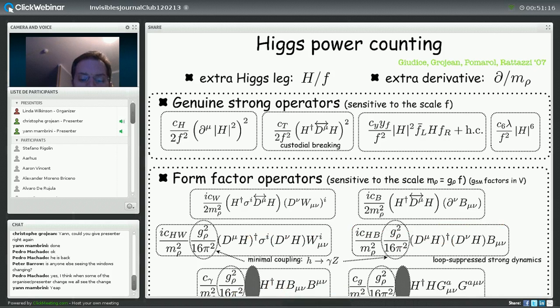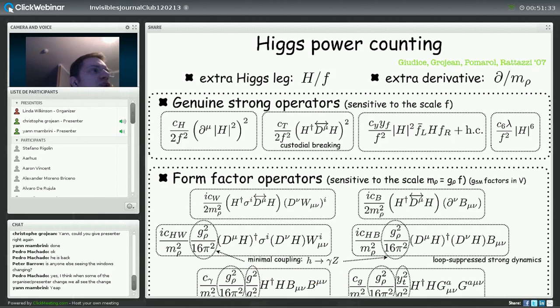This is also true for the contact interaction between the X and the photon and the gluon. They cannot occur at tree level, so you certainly have one loop suppression factor. And you could even have a further suppression if you assume, for instance, that the X is a Goldstone boson.